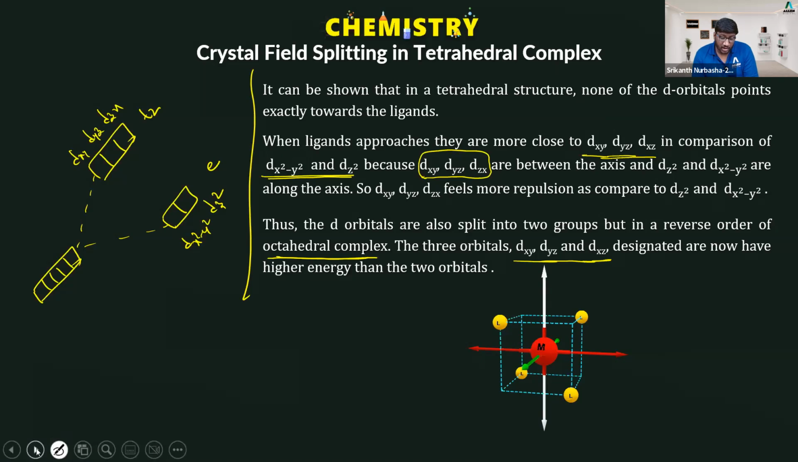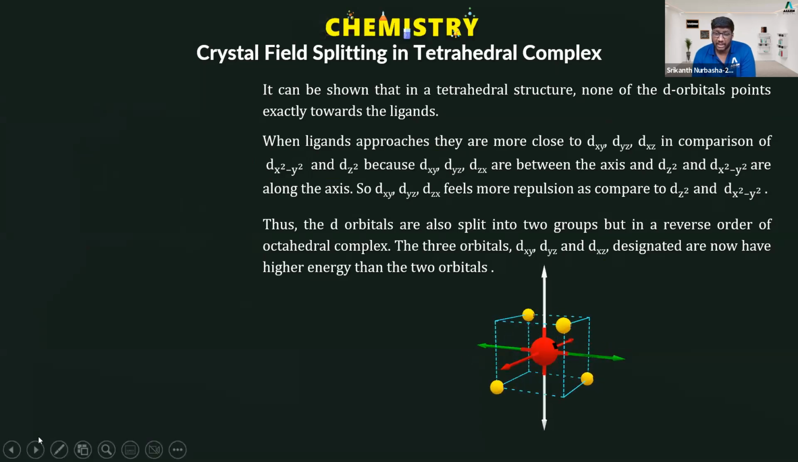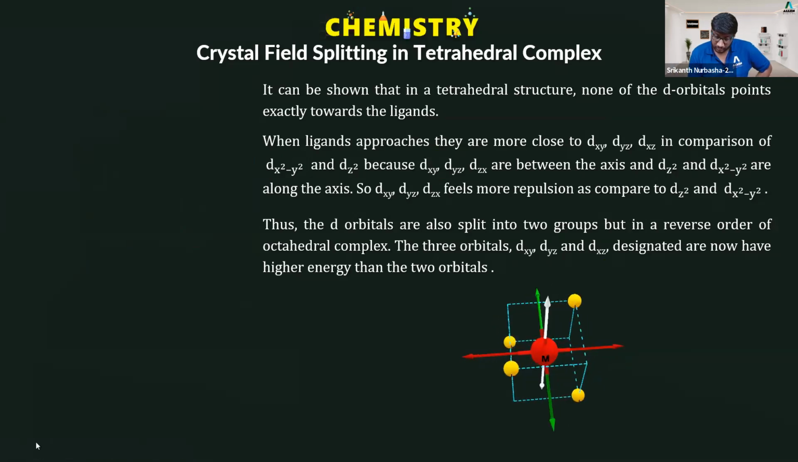See, ligands are not approaching along the axis. That is the point. So since ligands are not approaching along the axis, you will be having those d orbitals with increase in energy which have their lobes in between the axis, not along the axis. Look at the animation.